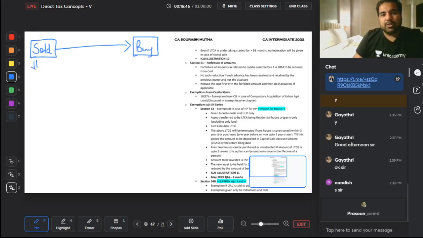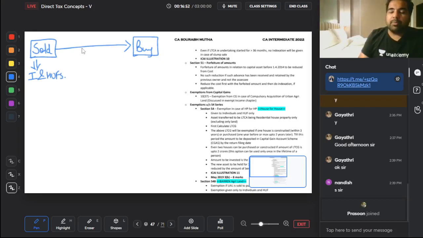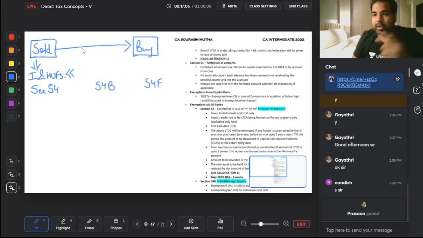These next 3 sections are only for individuals and HUFs. Yes, only for you and me, and for our HUFs, only for them we have these next three sections. The first section is section 54, the next section is 54B, and the next section is 54F. So the shortcut for me to remember for individuals and HUFs, it is 54, 54B and 54F.